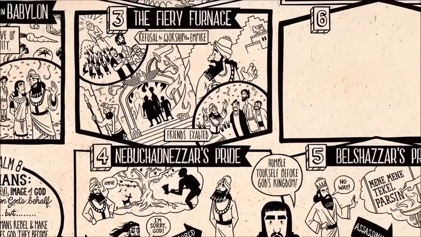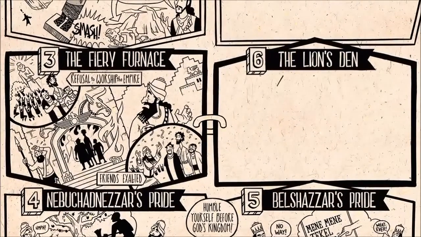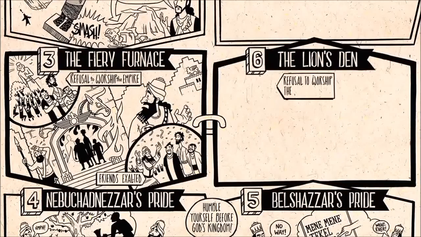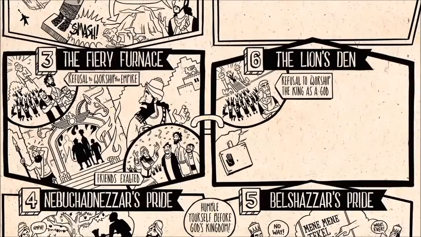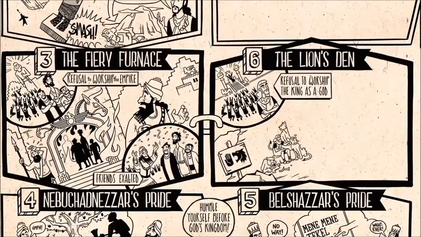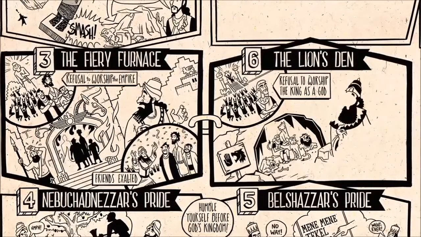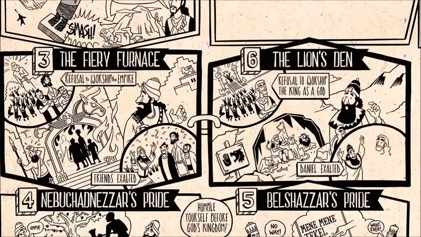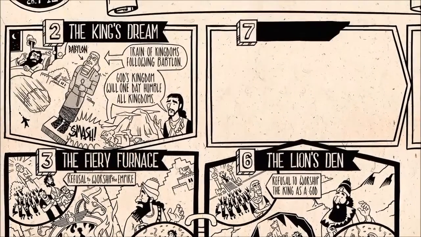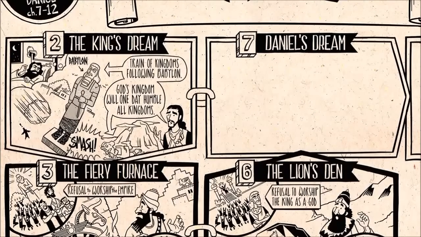Which brings us to chapter 6, the pair of chapter 3. And this time it's Daniel who's being persecuted because he refuses to pray and worship the king as a god. And so, like the friends, he's sentenced to death and he's thrown into a lion's den. But God delivers him from the beasts, and like the friends, the king exalts Daniel and praises his God, which brings us to chapter 7. It's the pair of chapter 2 and the center of the book where all its themes come together.